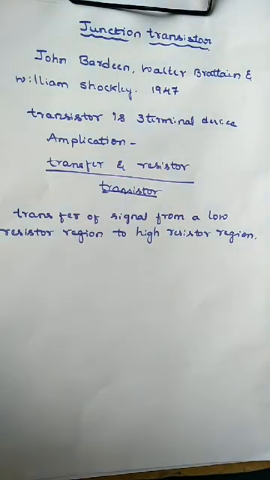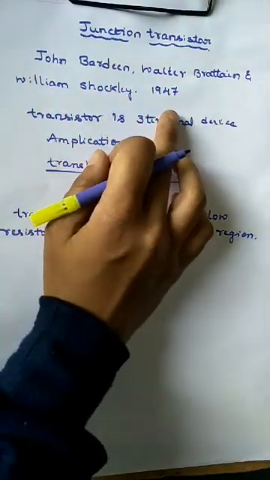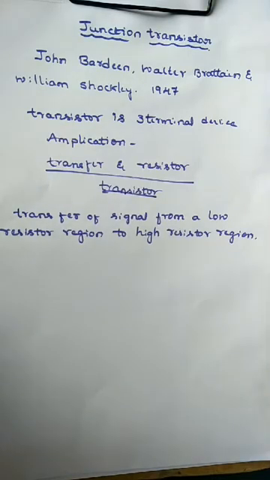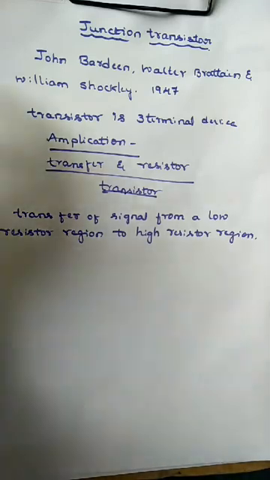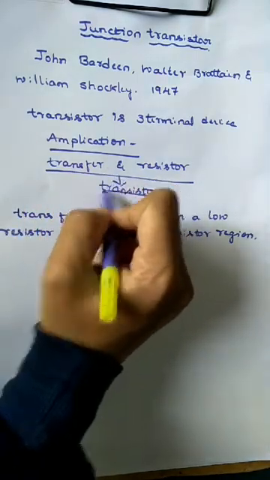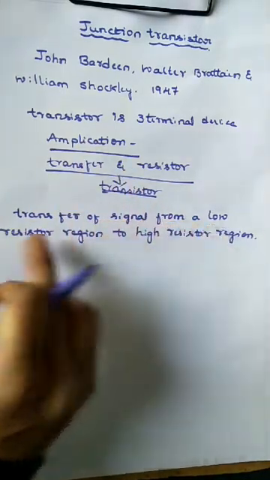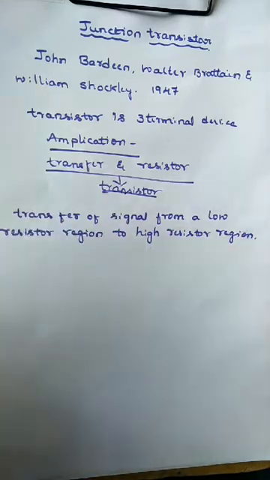So the transistor was first developed by John Bardeen, Walter Brattain and William Shockley in the year 1947. A transistor is a three-terminal device, a two PN junction semiconductor device whose basic action is amplification. Amplification means enhancing the strength of the signal. The word transistor is made up of two words, transfer and resistor. It transfers signal from a low resistor region to a high resistor region. This is the meaning of transistor.